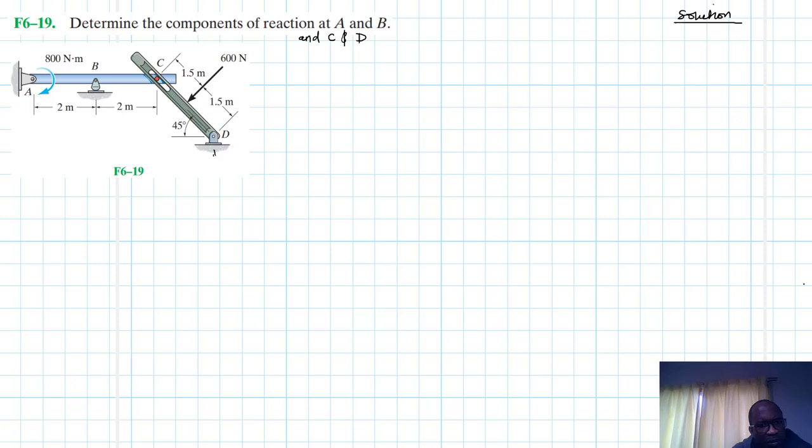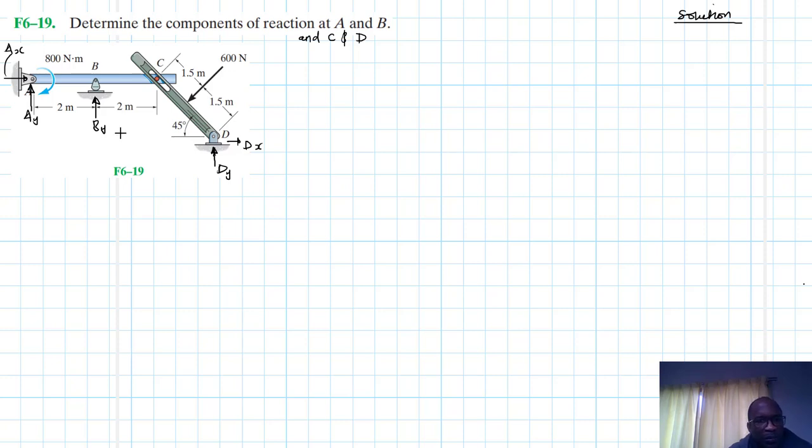That's a three force member, so we expect two reaction forces there. We have a Dy and we have a Dx. Then we have a roller at B. We only have one reaction, which is a By. Then at A, we have a hinge. We expect two reaction forces. We have Ay and Ax.